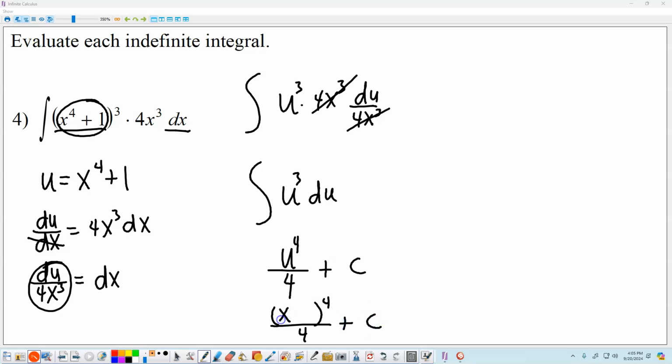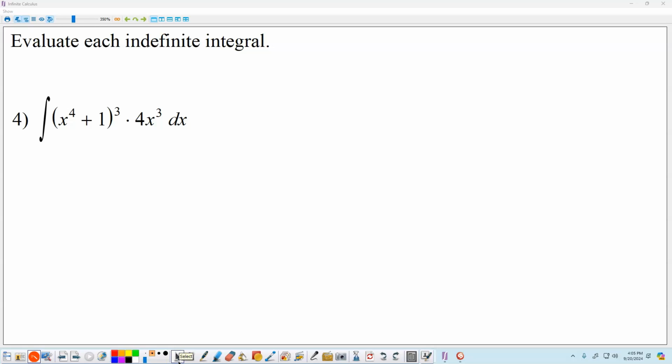The u was x to the 4th plus 1. And there's our final answer. Let's go ahead and move along to question number 6.